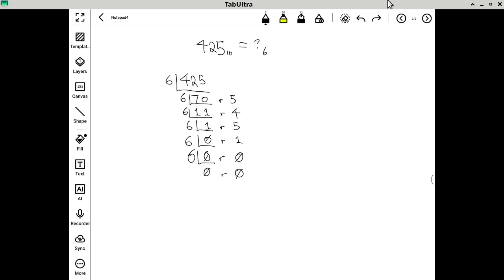So which one is digit zero? Okay, I'll give you two choices. This is digit zero, or this is digit zero. The five is the digit zero. Yep, it is the least significant digit.